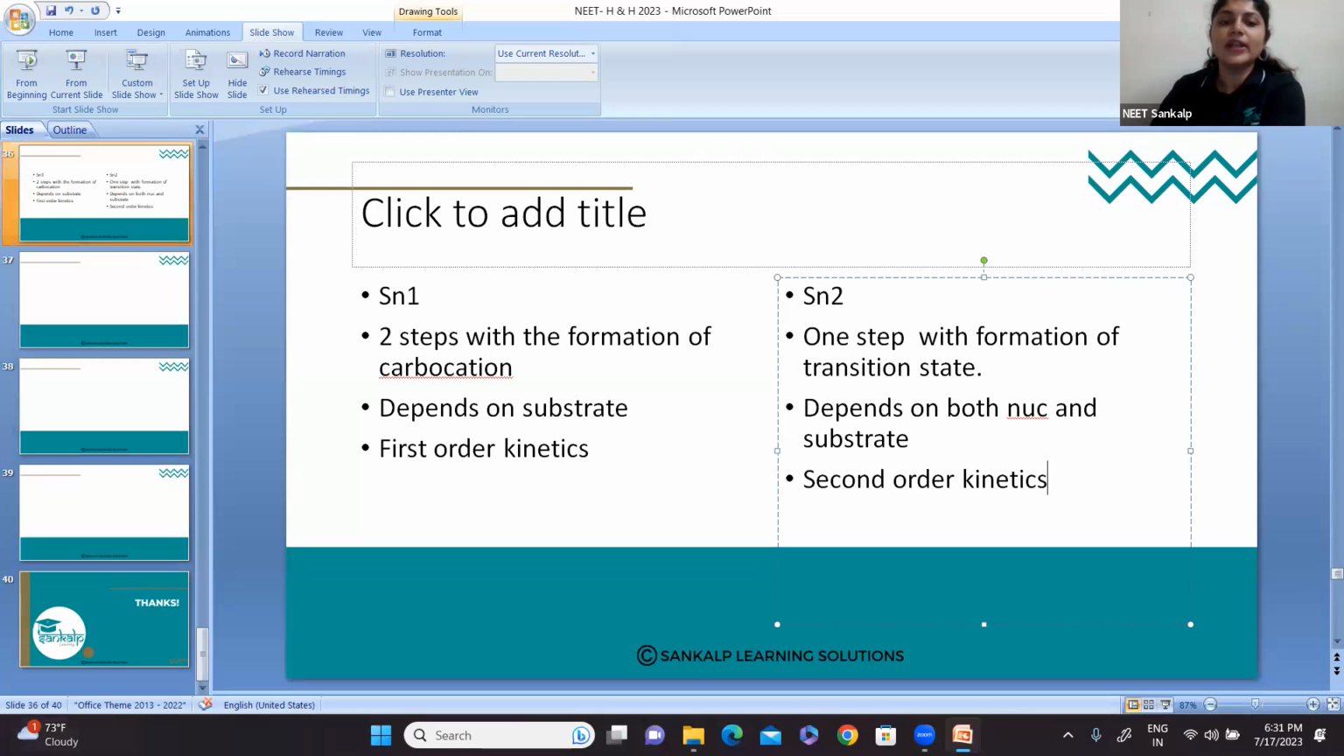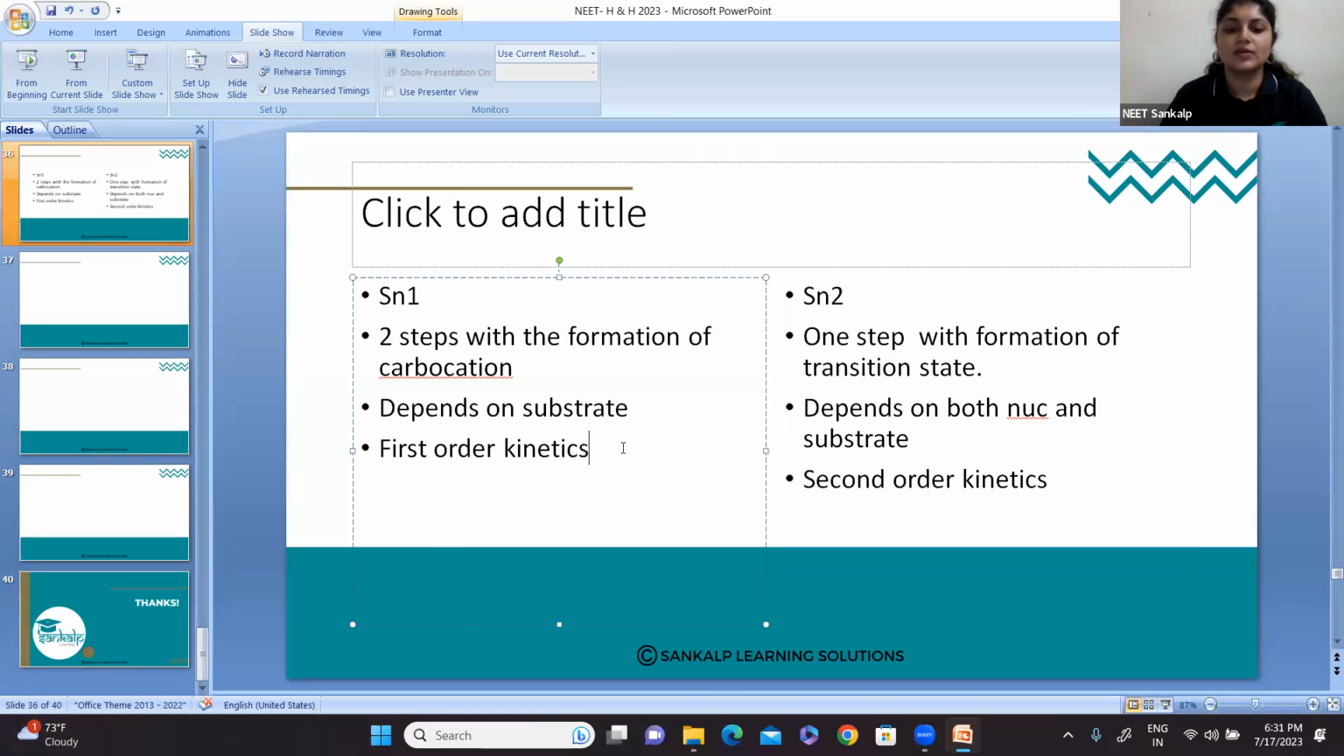Then in SN1, what type of solvents are used? You told about reactivity: tertiary, yes. Protic solvents, okay, polar protic solvents are used here, and in SN2 non-polar solvents are used. So in SN1, tertiary is more stable than secondary and then primary.